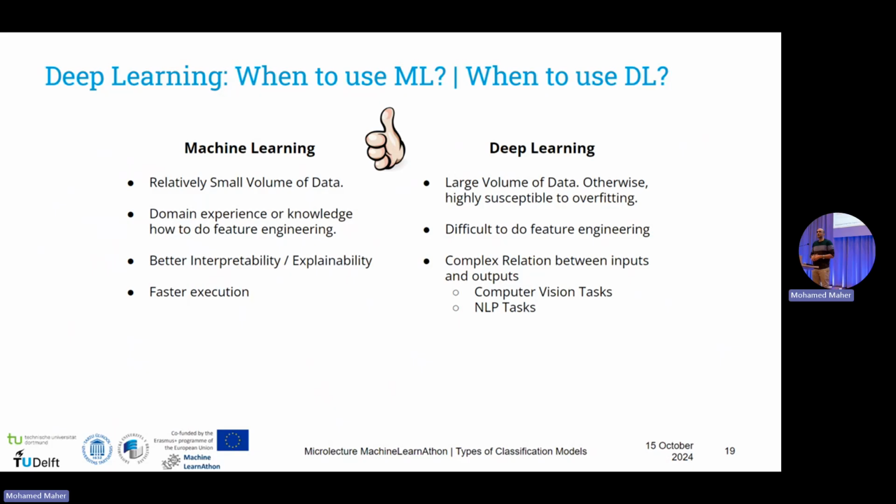If we have domain experience or domain knowledge to do the feature engineering ourselves, it would of course be better, because deep learning performs automated feature engineering, which could be less interpretable to the user. So if we need better interpretability or explainability of what's going on inside the algorithm, it's better to use machine learning. Machine learning also has faster execution in general, but deep learning could be suitable for complex tasks with complex relations between inputs and outputs, like computer vision and NLP tasks.